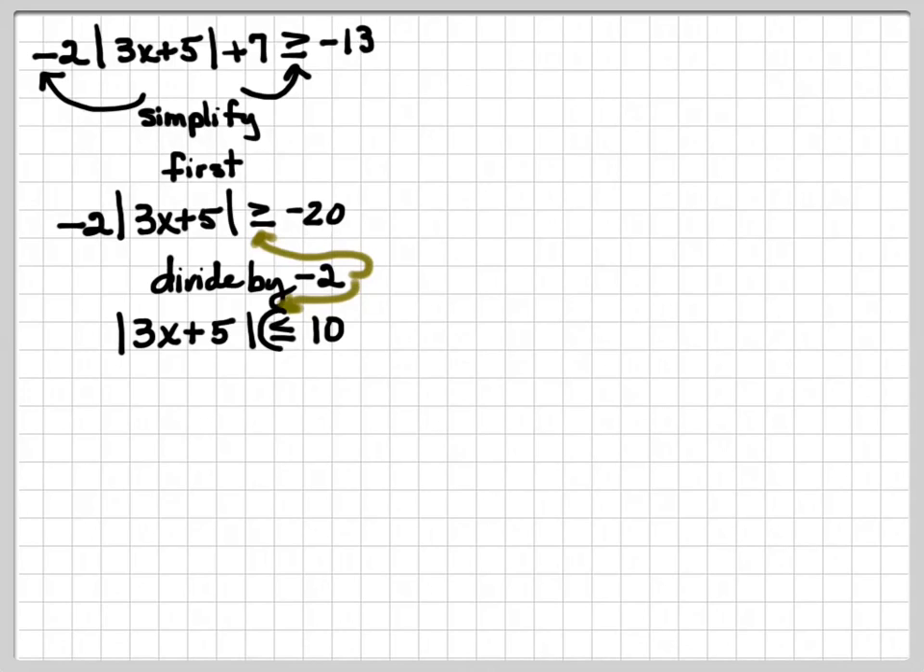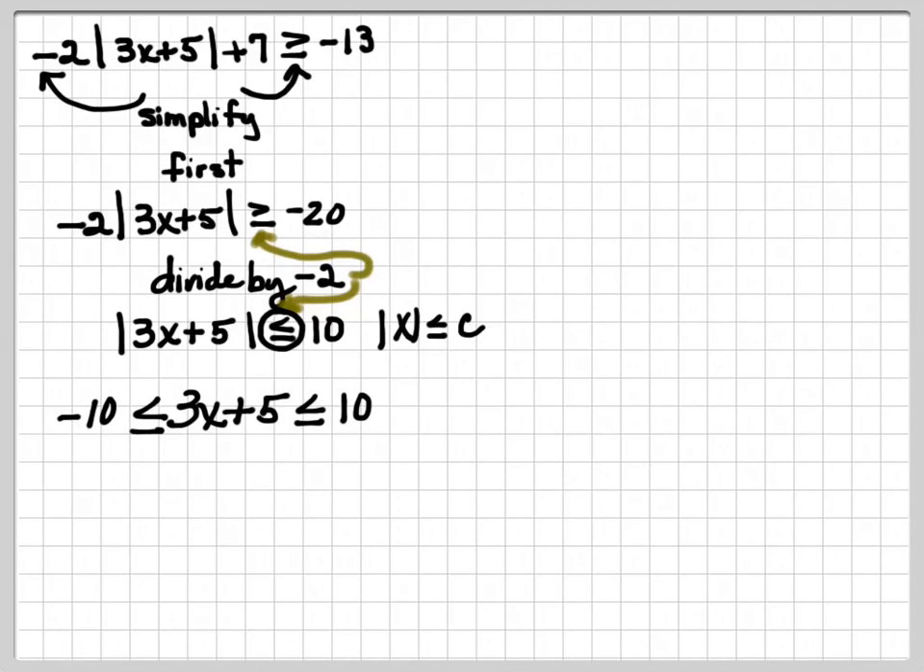So I'm going to set my equation up as 3x plus 5 lies between negative 10 and positive 10. Solving, I subtract 5 from both sides. I have negative 15 is less than or equal to 3x is less than or equal to 5. And if I divide everything by 3, I have negative 5 is less than or equal to x is less than or equal to 5 over 3.